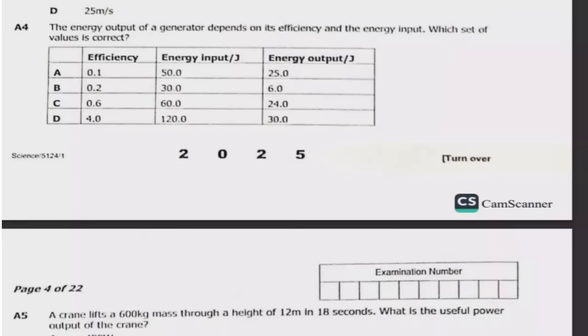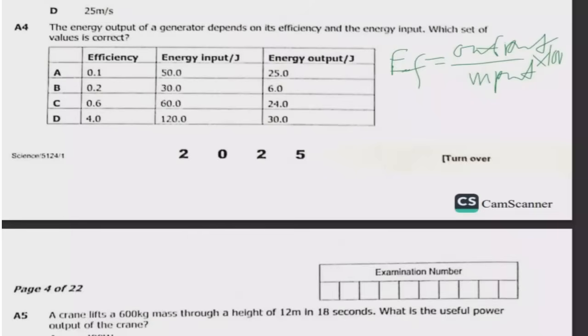Okay, so for us to get this question correct, we need to know the formula for efficiency. Now, the formula for efficiency is: efficiency is equal to energy output over input, times 100%. Sorry for the space there.